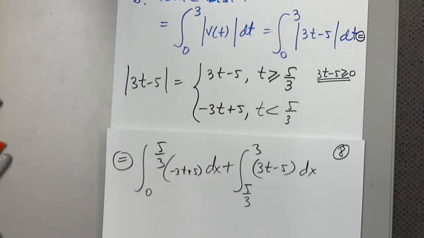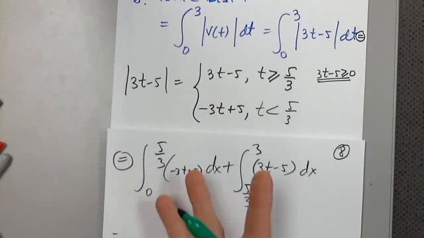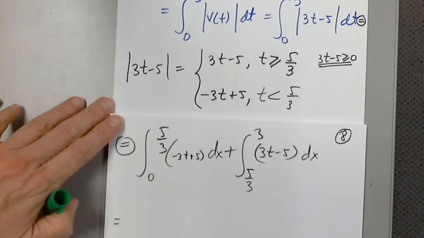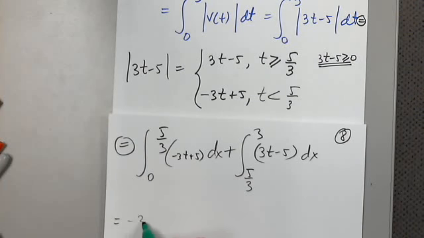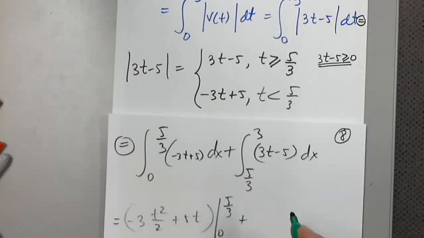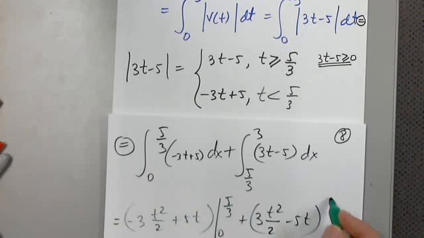And now from here on is a piece of cake. Cumbersome because of fractions and so on and so forth, but it's done. Negative 3t squared over 2 plus 5t, and this one goes from 0 to 5/3. And the same thing, but the signs are different, minus 5t, and this one goes from 5/3 to 3.